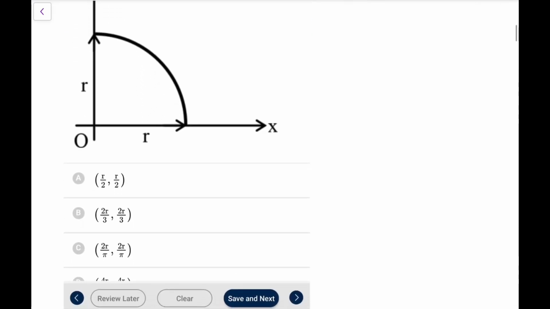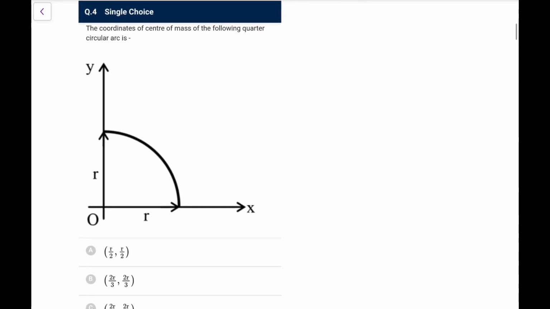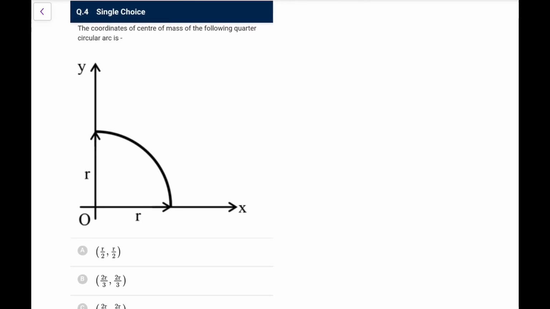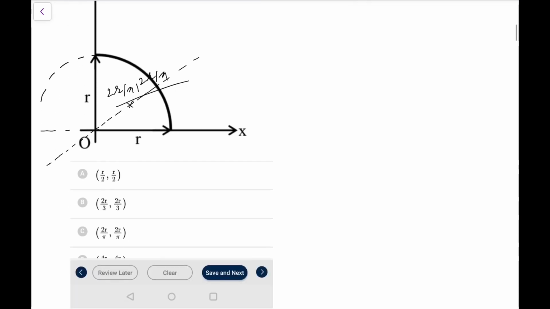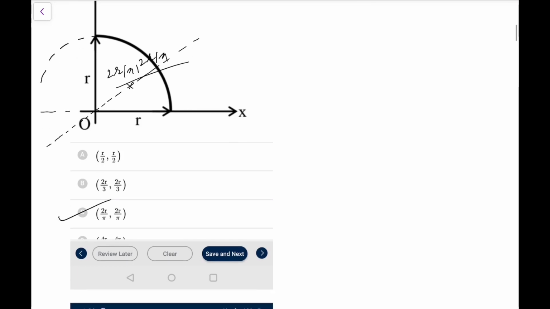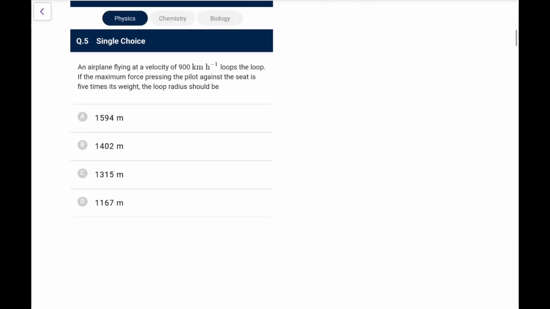Next one: the coordinates of the center of mass of the following quarter circle are going to be. For this quarter circle, from symmetry you can say it will lie on the 45-degree line, and the y coordinate, by symmetry, would be the same as what you had for the semicircular ring, which you remember as 2r by pi. So both will be 2r by pi comma 2r by pi. So directly go for option C in this particular case. No need to integrate, you just remember the semicircular ring and use that analogy. Next one.